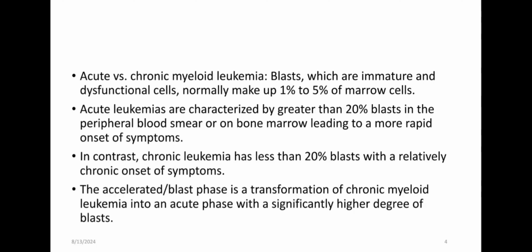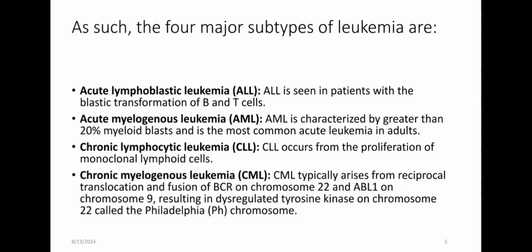Acute versus chronic myeloid leukemia. Blasts, which are immature and dysfunctional cells, normally make up 1% to 5% of marrow cells, okay? Acute leukemias are characterized by greater than 20% blasts in the peripheral blood smear or on bone marrow, leading to a more rapid onset of symptoms. In contrast, when we talk about chronic leukemia, these have less than 20% blasts with a relatively chronic onset of symptoms. The accelerated blast phase is a transformation of chronic myeloid leukemia into an acute phase with a significantly higher degree of blasts.